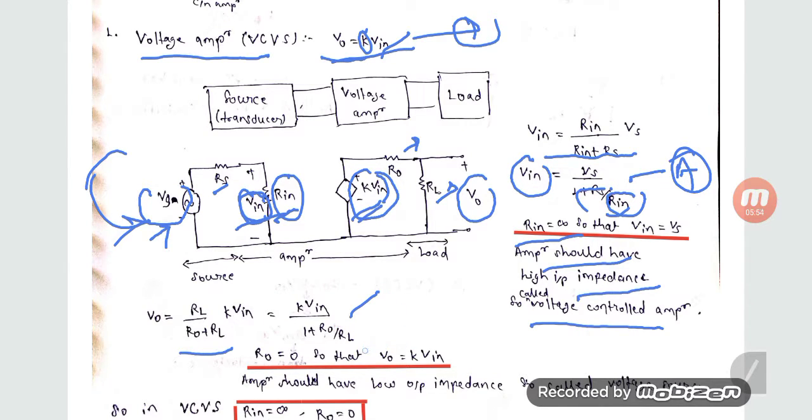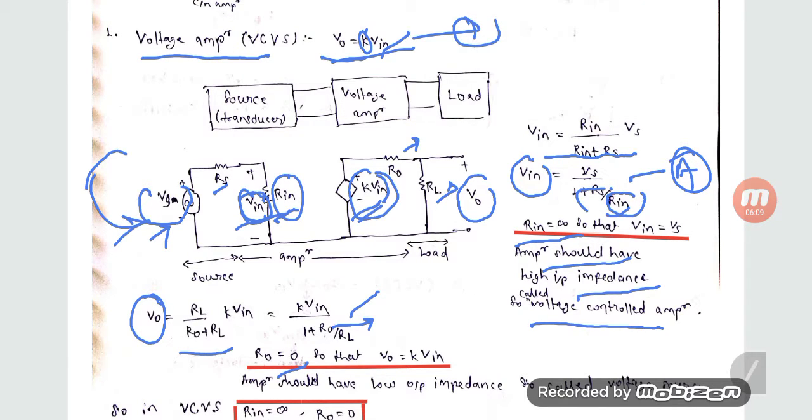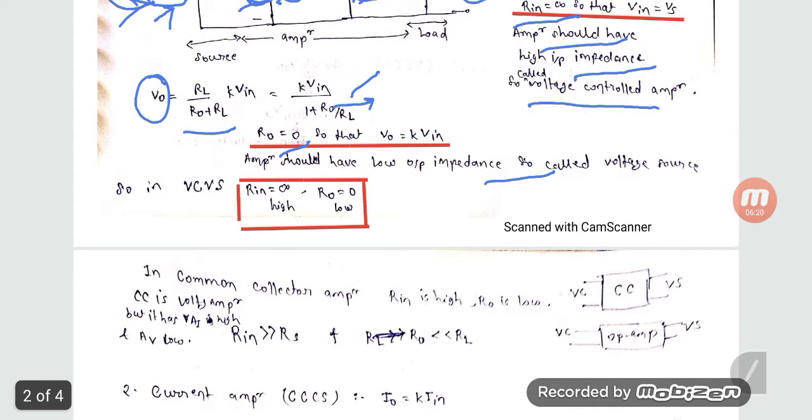So if we see here, to get high output voltage, we require low output resistance, or low R0. Ideally R0 should be 0. So the amplifier should have low output resistance, so-called voltage source. So for a voltage amplifier, input resistance should be high and output resistance should be low.